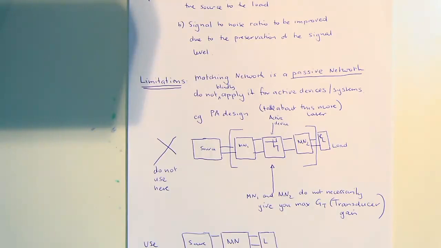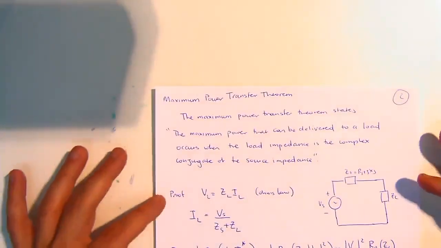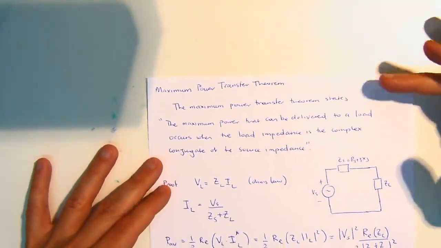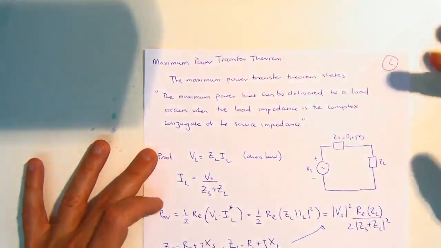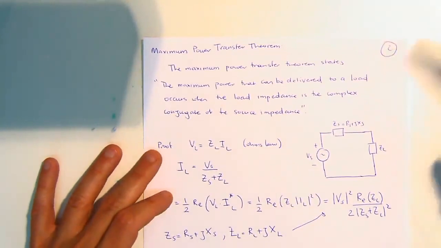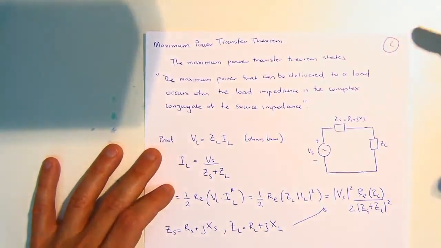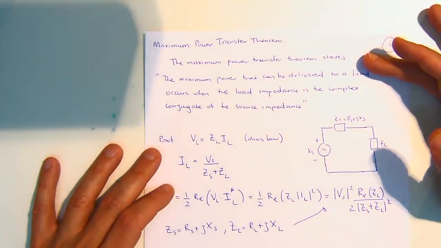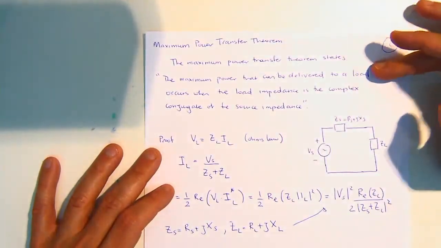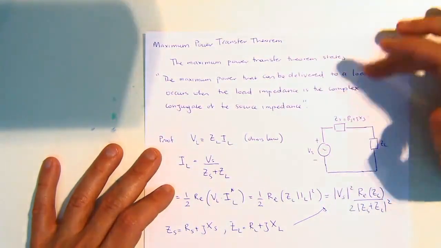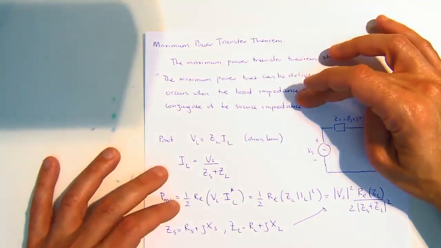But you do that if the source impedance is fixed. For example, if you had an antenna and you wanted to get the maximum power, you can't really do anything better, and I'll show you why that's the case. If you've got a passive circuit, you can't really do anything better. Just to reiterate, the maximum power transfer theorem states that the maximum power that can be delivered to a load occurs when the load impedance is the complex conjugate of the source impedance.